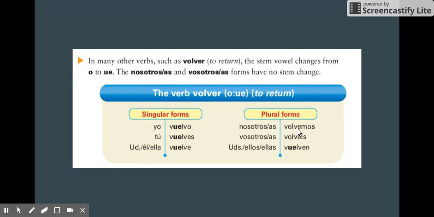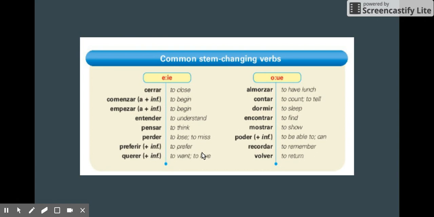In this case, O to UE, like I said, they maintain the same regular verb endings. In this case, volver, so it has regular ER verb endings. But what changes is that the second O, in this case the only O, changes from an O to a UE in all the subjects except for nosotros. So instead of volvo, like the car, it's simply vuelvo, or tú vuelves, usted, ella vuelve, and so forth.